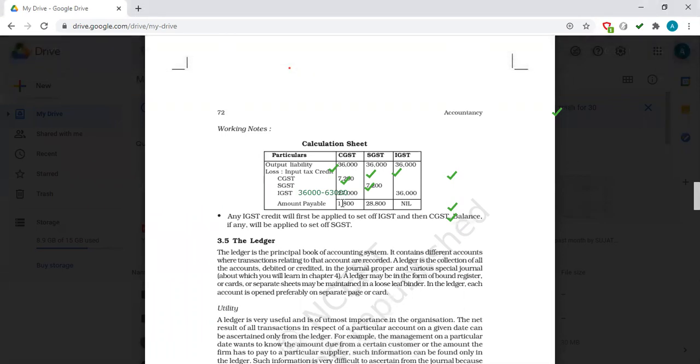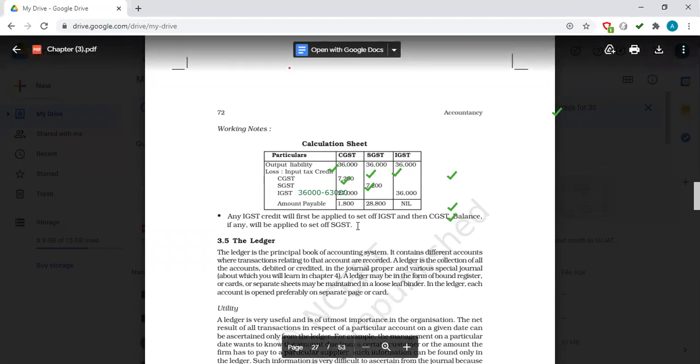So here you got 27,000. That is also deducted. So 36,000 minus 7,200 minus IGST 27,000. Amount payable for CGST total is 1,800. In the same way, SGST is 36,000. Do the total of inputs for SGST: 2,700 plus 4,500, that is 7,200. So your total is 28,800. IGST 36,000 minus 36,000 gives you nil. Any IGST credit will first be applied to set off IGST and then CGST, and the balance, if any, will be applied to set off SGST.